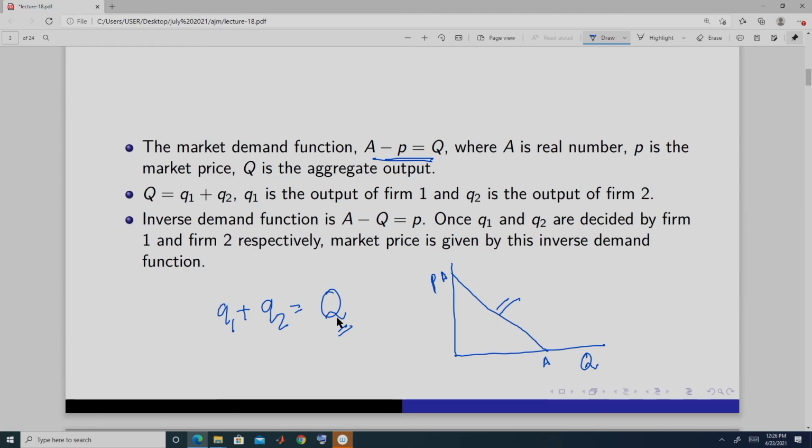Now, once Q1 is decided by firm 1 and Q2 by firm 2, we plug them in, and from this inverse demand curve we get the market price. So, the market price is determined based on the aggregate market demand curve. Each firm decides the output it is going to sell, that determines the aggregate output, and that aggregate output determines the market price. So, the market price is not decided by the firm. Market price is an outcome of the outputs chosen by each firm.